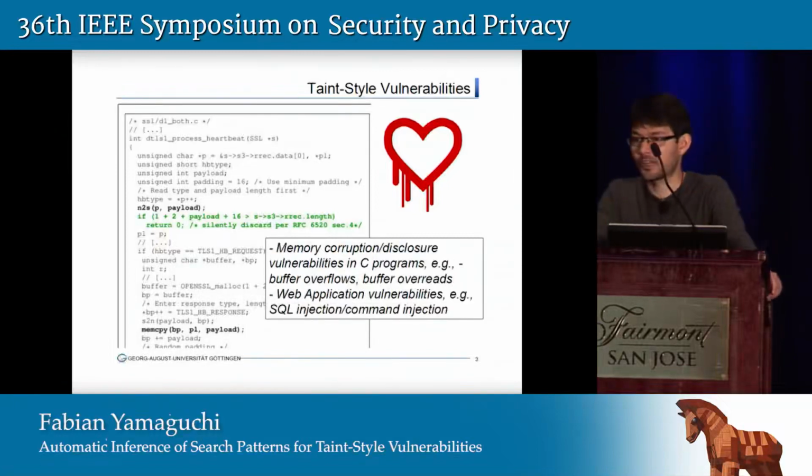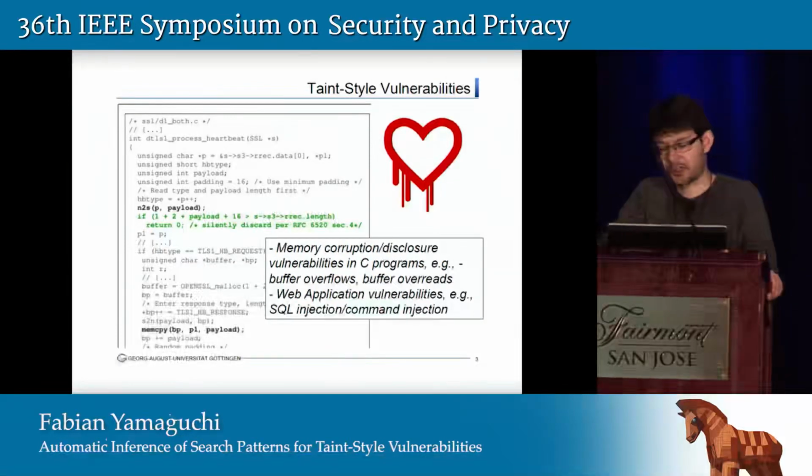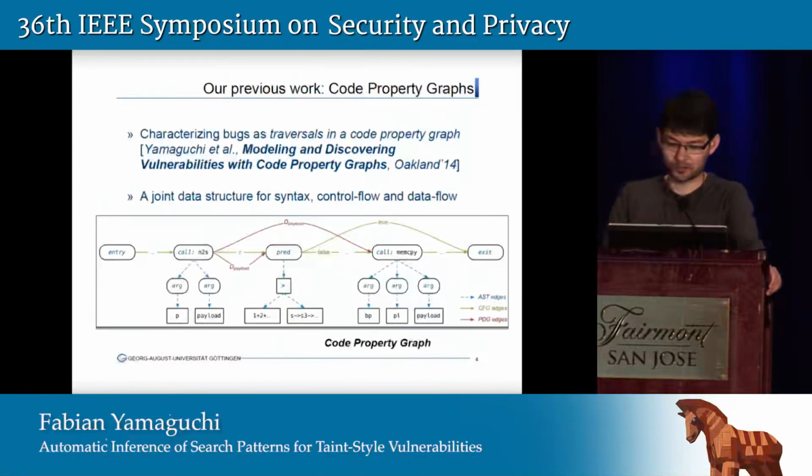Now, a lot of different kinds of bugs fit this theme very well. Lots of different kinds of memory corruption, and as you just saw, memory disclosure bugs in C programs, buffer overflows, buffer overreads. But this also fits web applications very well. SQL injection and command injection would be other examples. So this discussion is not so much limited to C code.